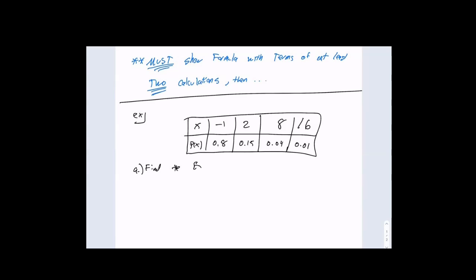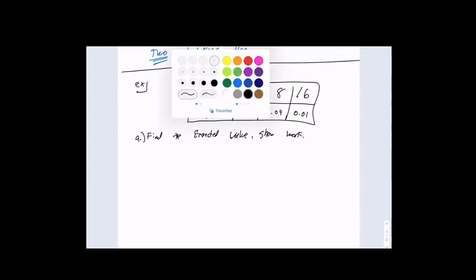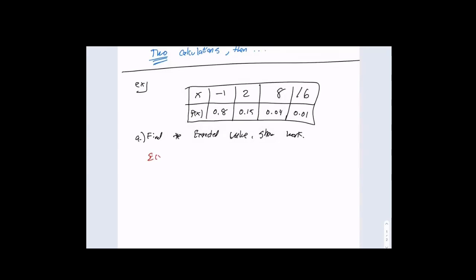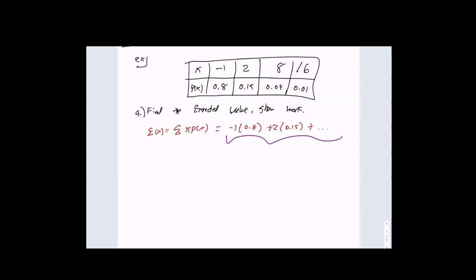Find the expected value, show work. So the key thing here is that we have to show the work. Now, I know that expected value is equal to the sum of x times p of x. So it's -1 times 0.8 plus 2 times 0.15 plus, and this is where I'm going to go a little bit different, dot dot dot. Now, I've shown my calculations, and so the purpose here is that this is work shown.